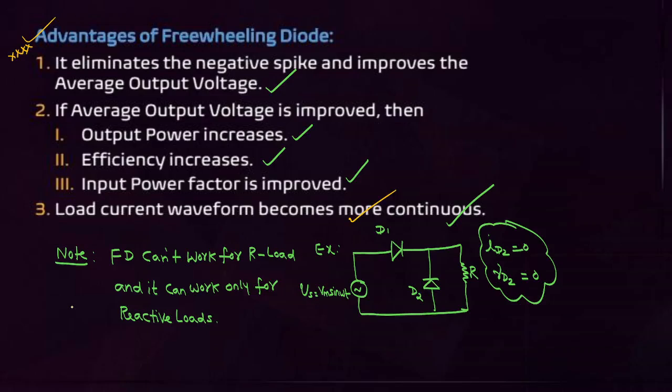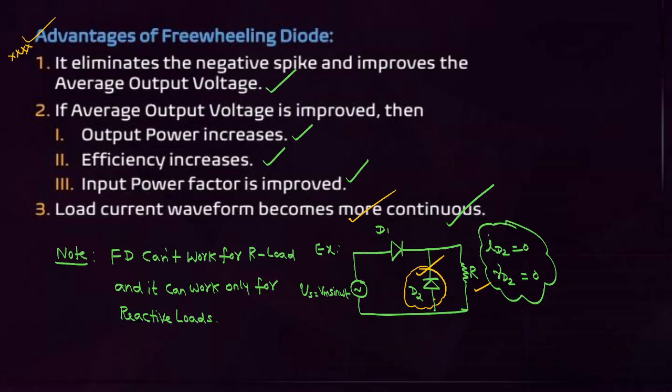But you know that a freewheeling diode can work only for inductive loads. It cannot work for resistive loads. For example, let us assume this is the freewheeling diode, connected across the resistive load. But if asked for the conduction angle of this diode, the diode never conducts. Why? Because there is no reactive load to drive the diode to conduct.